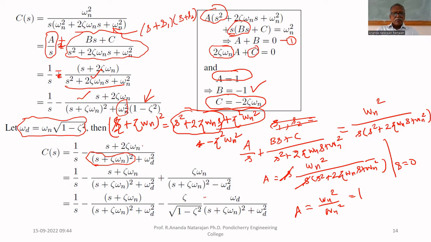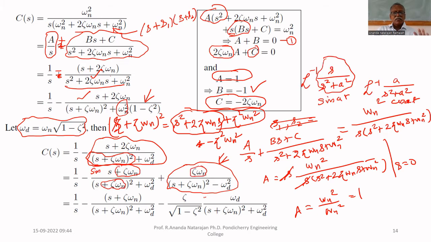So now we can separate this into 2 terms. Instead of a single term, I want to separate this into 2 terms, again to make the Laplace inverse simple. So 2 zeta omega n, S plus 2 zeta omega n. If you take this zeta omega n, you will get 1 more term like this. Up to this, just manipulation. Now we have to manipulate this to make it convenient while taking the Laplace inverse.